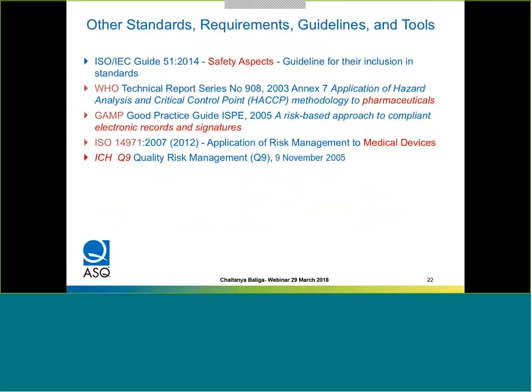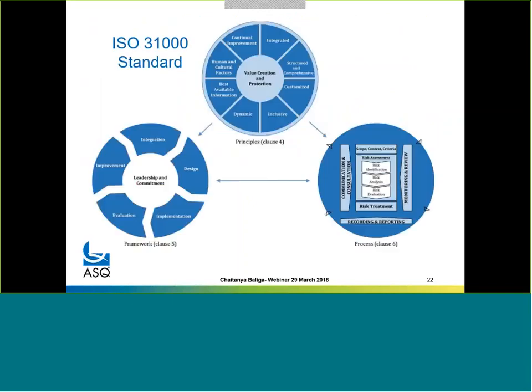I've just given you other standards, requirements, and guidelines and tools which are available for different sectors. WHO has got standards for HACCP, GMP, and GAMP standards are available for electronic records and signatures. 14971 is for application of risk management to medical devices, and ICH-Q9 is available as the quality risk management Q9 for the pharma industry.